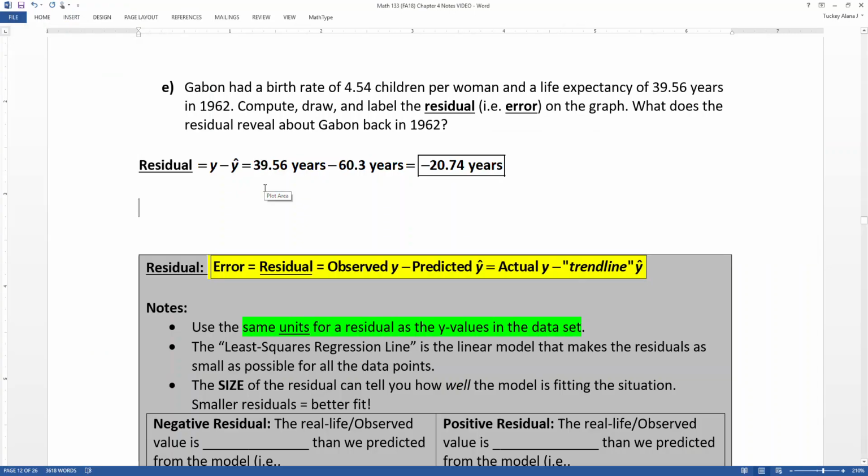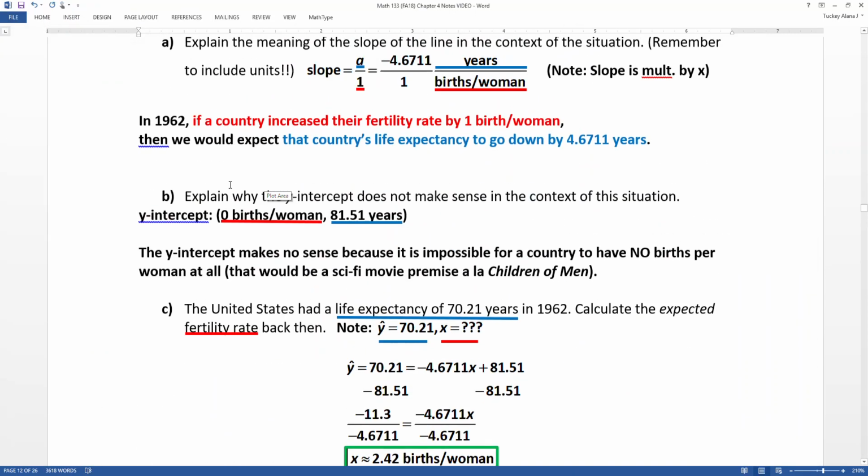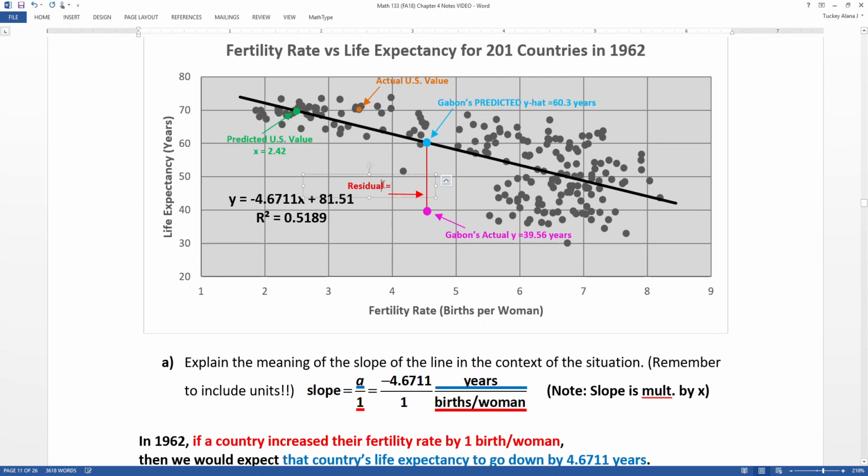Which means if I go back to the graph and I look at the vertical distance right there, that residual is negative 20.74 years. Notice it's all in years. The blue dot's y value is in years, because I'm only concerned about the y values. They have the same x values. And then the pink dot's y value is 39.56 years, and the residual is the vertical distance between the two, which is negative 20.74 years.